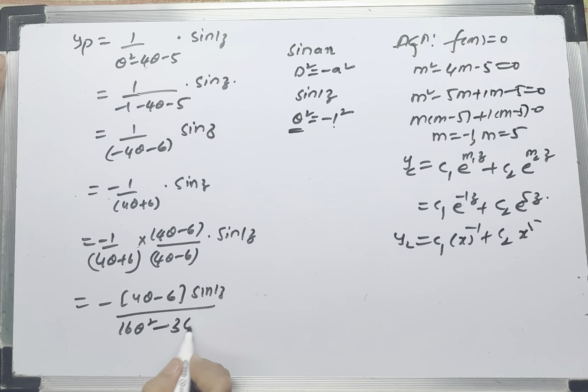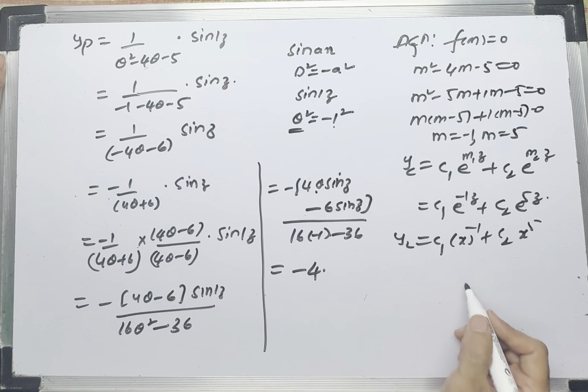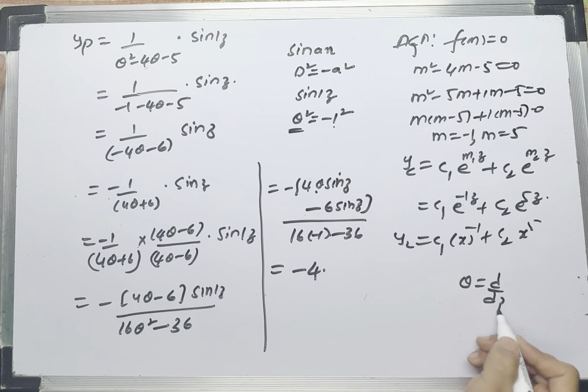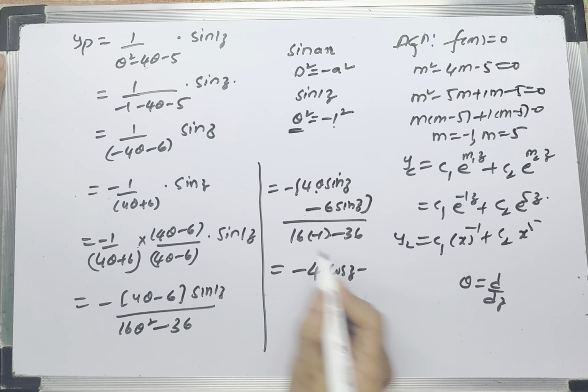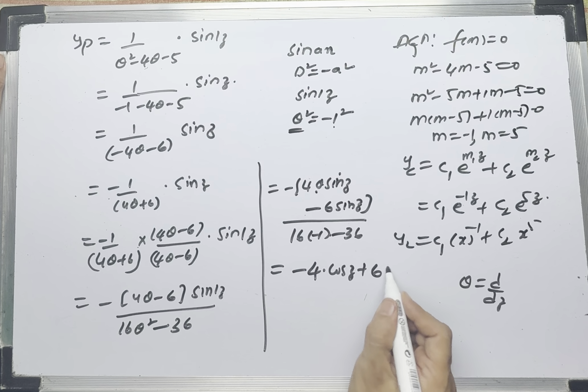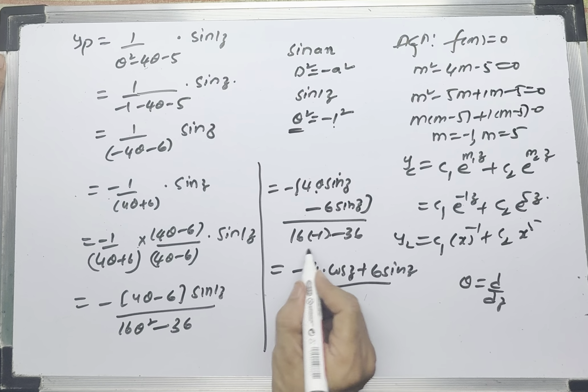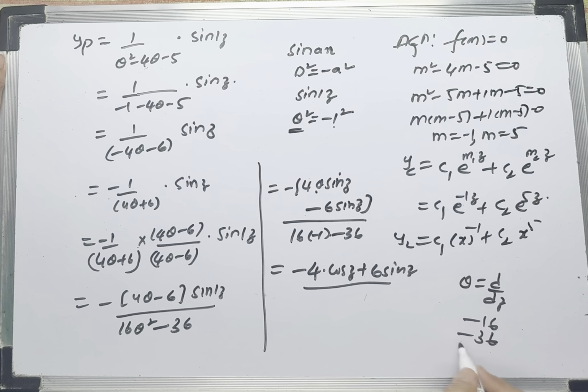16 into minus 1 minus 36 minus 4 into d by d theta. Theta equals d by dz, d by dz of sin z cos z. Minus into minus is plus 6 sin z divided by minus 16 minus 36, minus 52.